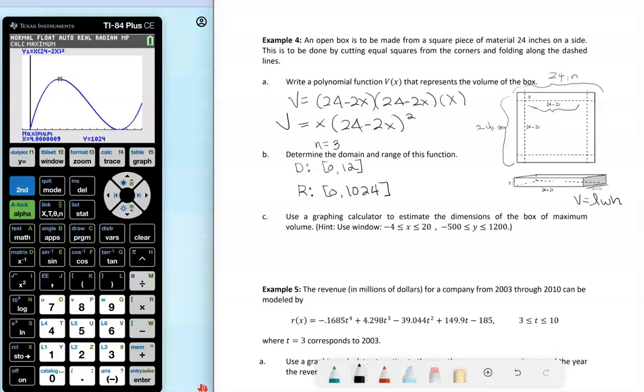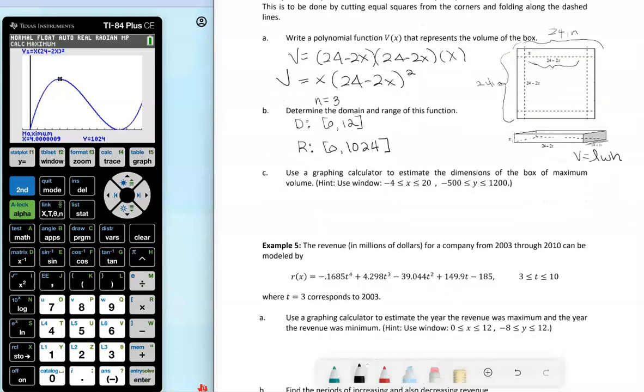Okay, so that is the maximum value of the volume for this particular box arrangement, and that happens to be the maximum value for our range. So now we've kind of skipped ahead. It says use a graphing calculator to estimate the dimensions of the box and maximum volume. Well, we've already found it, and it gave us this window. If you want to set that window up and see what it looks like, you certainly can. But I've already found my maximum happens when x equals 4. My volume is equal to 1,024.